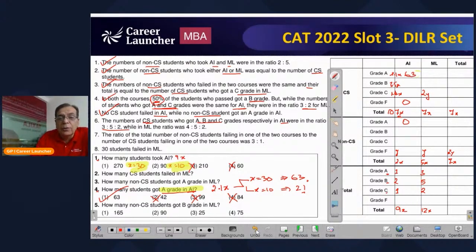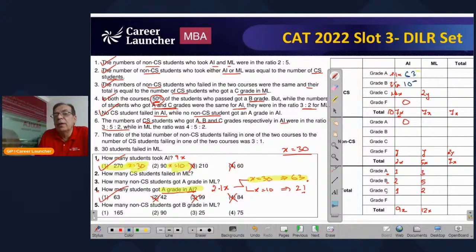Now I'll use another color. If this is going to be 63, that means the answer here should be 270. So we have found, using these two questions, question 1 and 4, that x is equal to 30. Now start filling up the table. This is 63. x is 30.